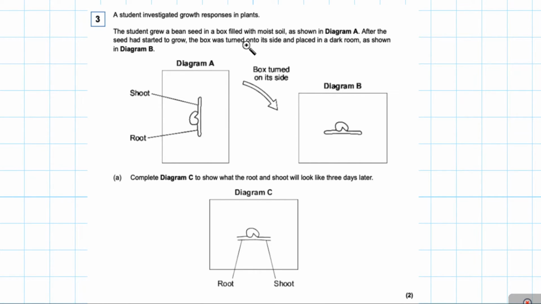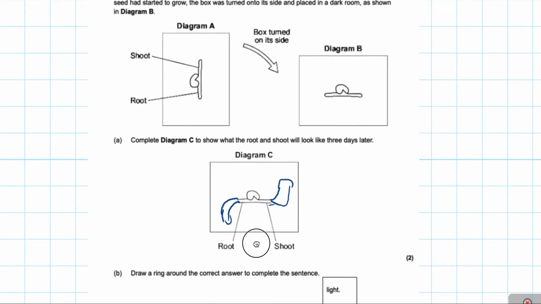So what we have is a plant grown from a seed. In diagram A, we've got a shoot going up. It's in a dark room, so what will happen is that the root will go down, and the shoot goes in the opposite direction. So we have a shoot that goes up this way. They go in opposite directions. Roots will always grow down. Shoots will always grow upwards.